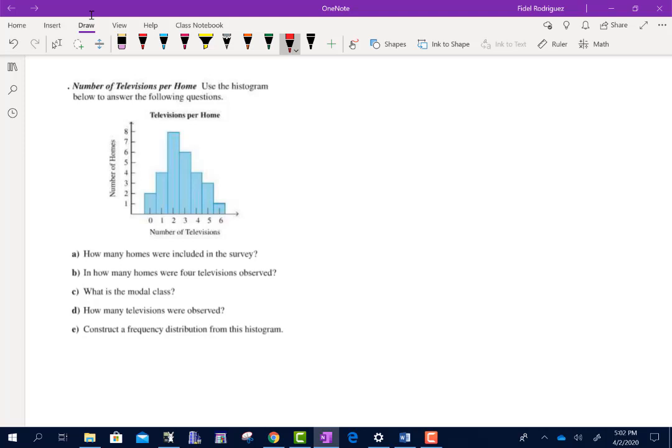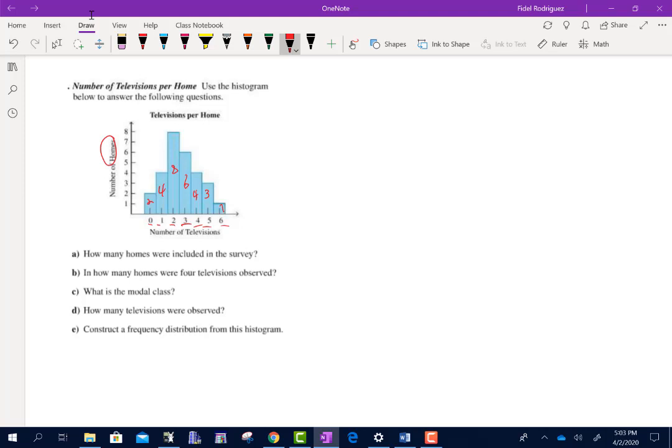Okay, so guys, I want you to look here. These numbers here are referring to the number of TVs, okay? These numbers here are referring to the number of homes. So what that tells me is that there are 2 homes that don't have any TVs. There's 4 homes that have 1 TV. There are 8 homes that have 2 TVs. There are 6 homes that have 3 TVs. There's 4 homes that have 4 TVs. There are 3 homes that have 5 TVs, and there is 1 house that has 6 TVs in that house. That's a lot of TVs.